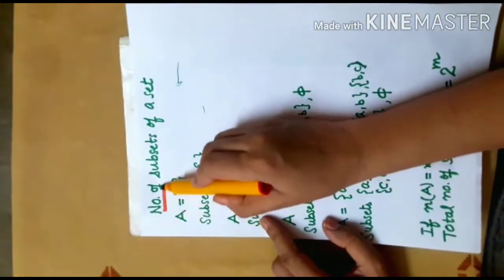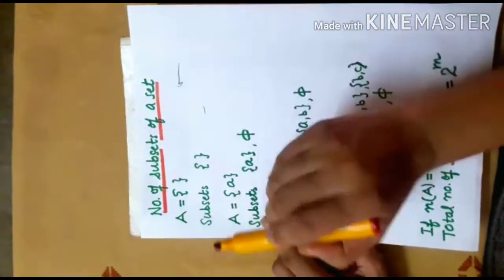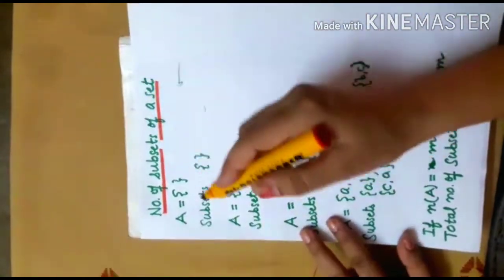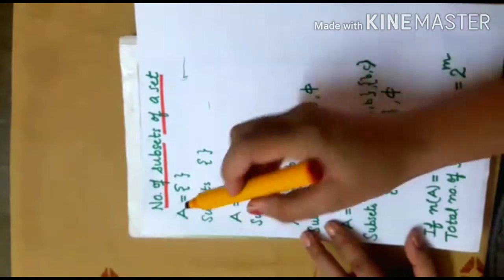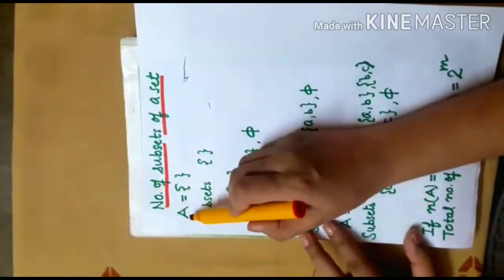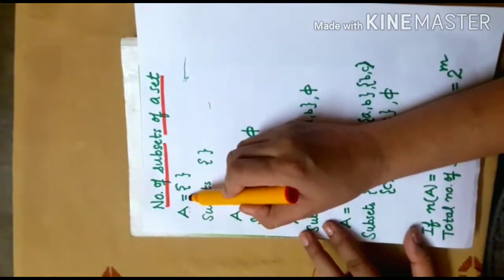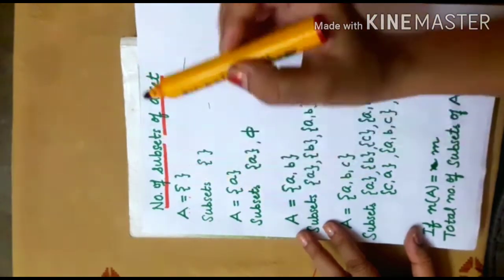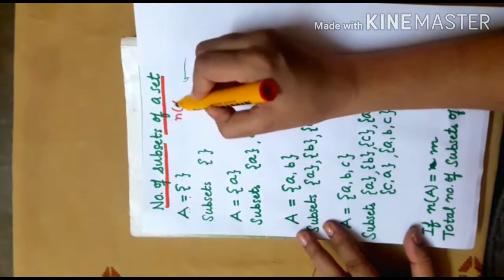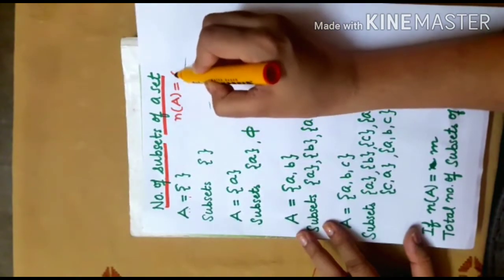Now we will discuss the number of subsets of a set. That is, we will learn how many subsets a set can have. So let's take a few examples. Consider the set A. And here A is an empty set. That is, the number of elements in the set A is 0.